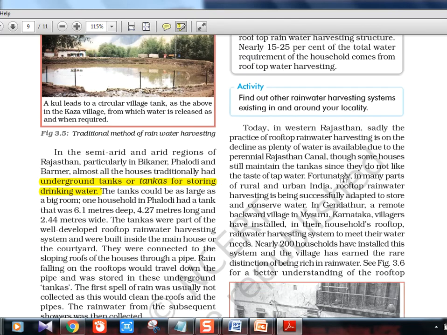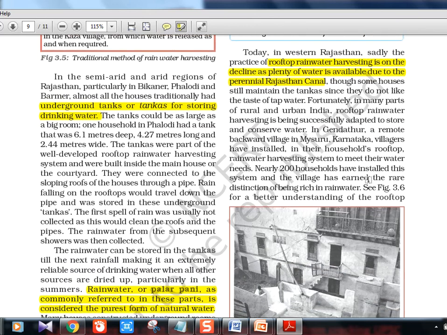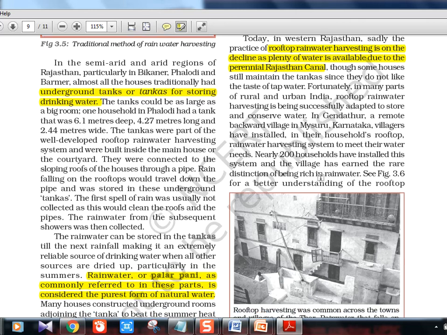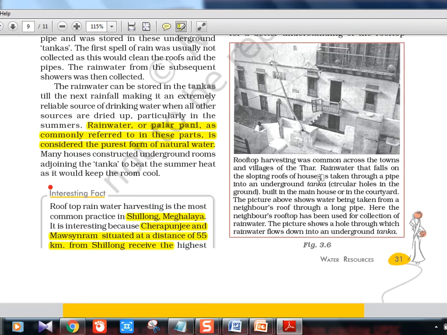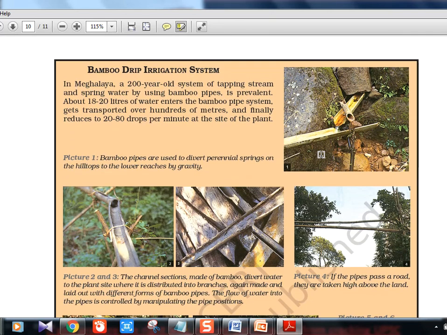Today in Western Rajasthan, sadly, the practice of rooftop rainwater harvesting is on the decline. There is plenty of water available due to the perennial Rajasthan Canal. So this is declining because they now have enough water and are not conserving it. Rooftop harvesting was common across the towns and villages of the Thar. Rainwater that falls on sloping roofs was taken through a pipe. Here they show the pipe system storing it in a tank from the terrace. Then the bamboo drip irrigation system. These pictures are very helpful.